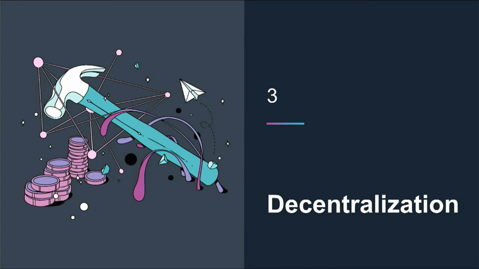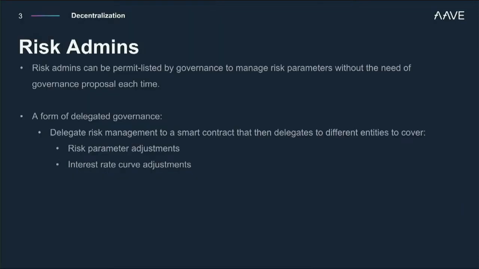Yeah, decentralization. The third version of the protocol comes with a more fine-grained permissioning and role system that gives more flexibility to the protocol. So first we have the risk admins. These are entities that are whitelisted by the protocol and the governance that have the ability to update the risk parameters of the listed tokens or assets of the protocol without the need of an on-chain vote. So things like collateral factors, liquidation thresholds, or even interest rates can be updated by this role.